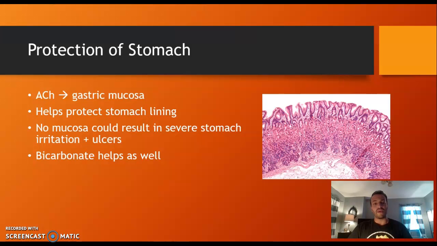One more thing: bicarbonate also helps to protect the stomach. The reason is that bicarbonate can adhere or bond to certain ions to form insoluble salts. That helps us get rid of some of the ions that our body does not need.